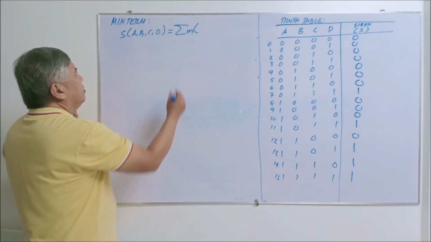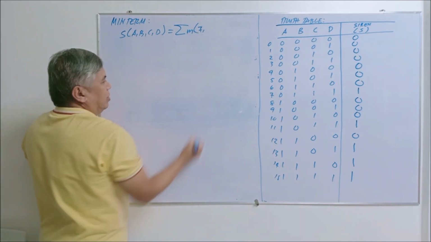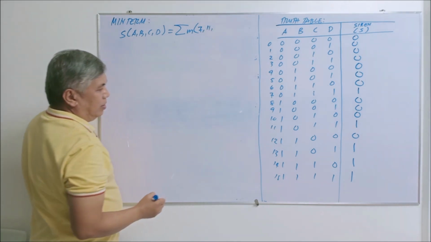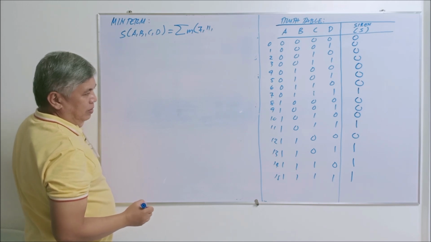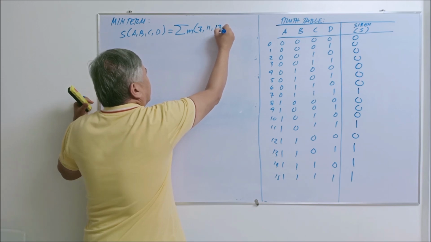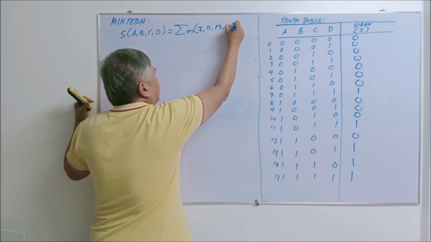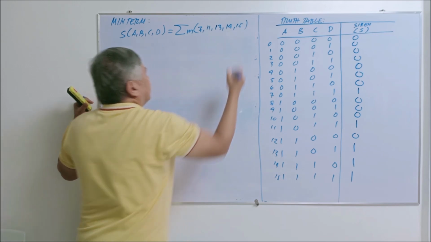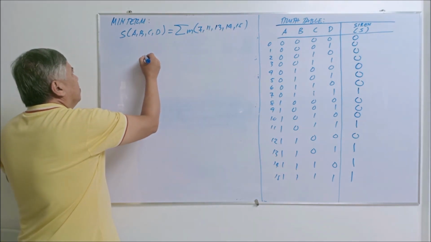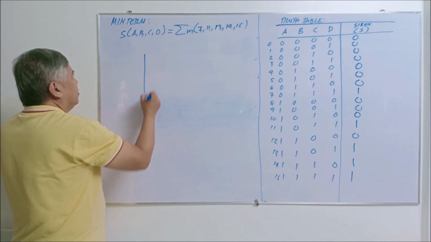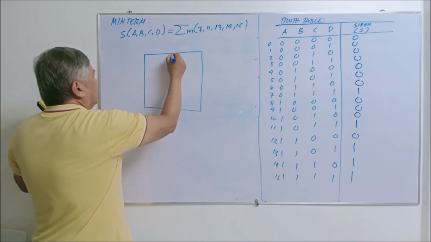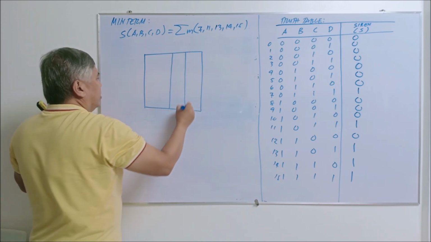Okay, so what are the min terms? 7, you have 11, then you have 13, 14, and 15. So that will be your min term. So what will be our map representation? So we draw a map. Okay, so 4 variable map.